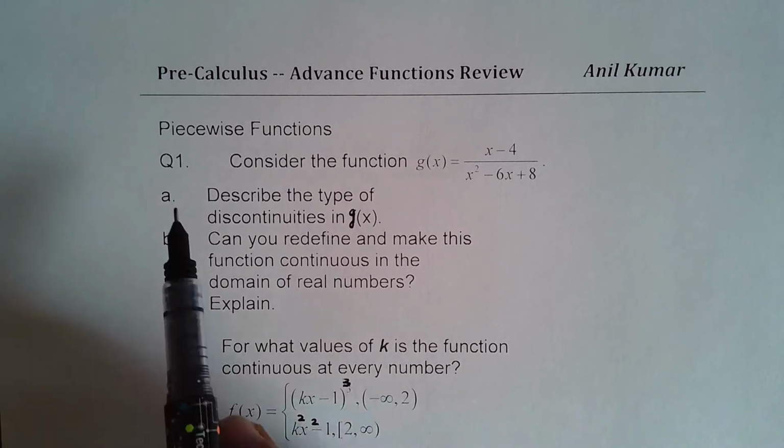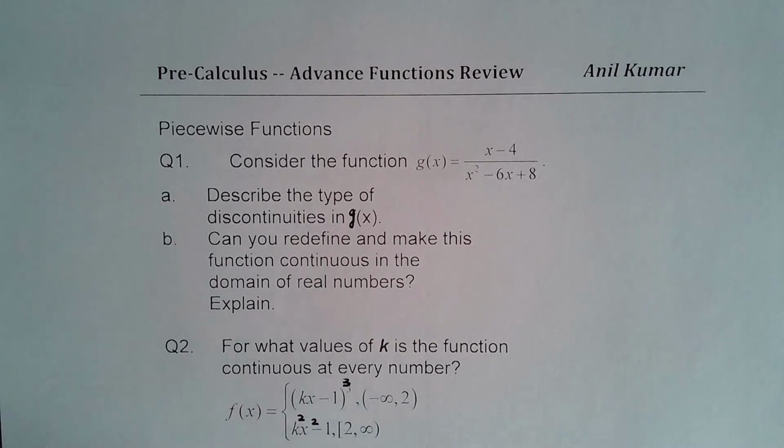Question number 1. Consider the function g of x equals x minus 4 divided by x squared minus 6x plus 8. Describe the type of discontinuities in g of x. Can you redefine and make this function continuous in the domain of real numbers? Explain.